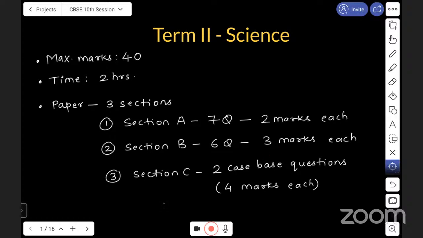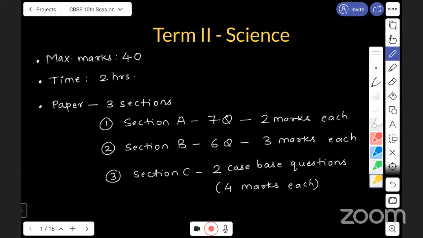In section C, you will have 2 questions and these will be case-based questions. You will be given some paragraph, some information, or maybe some diagram. You have to analyze and then find out the answers. These two case-based questions carry 4 marks each. One very important point to note is that in section C, each case-based question will have 3 sub questions.